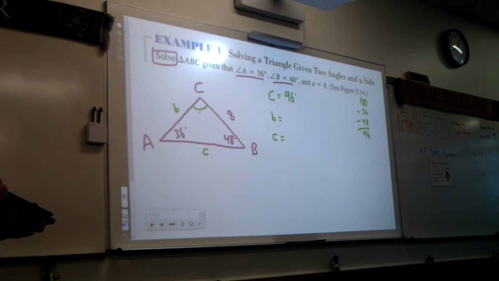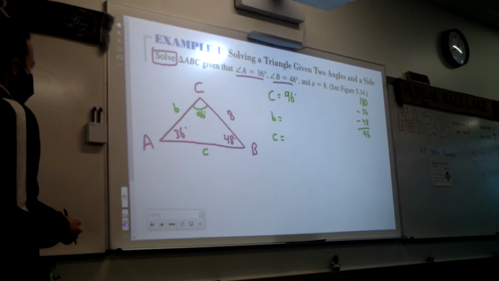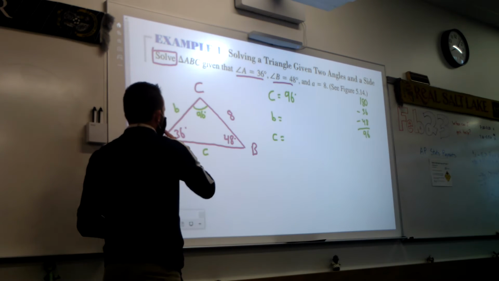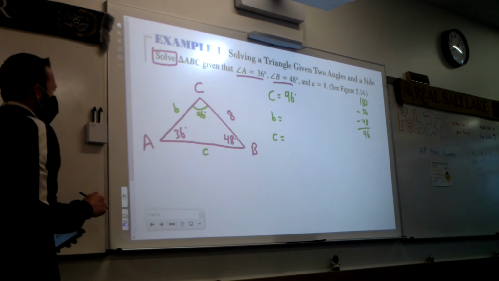So guys, is this a right triangle? No, so we can't use SOHCAHTOA or the Pythagorean theorem or things like that. So what we're going to do is use the law of sines instead. Now, I was able to find that angle pretty easily, but let's go to side B, okay? I want to find B.